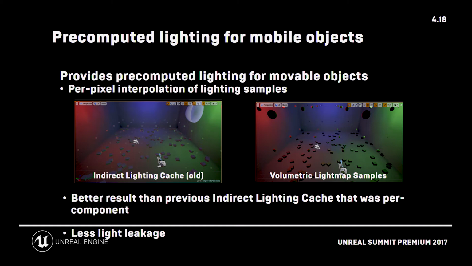So in the old code, we have a single spherical harmonic to represent the entire component, which means the lighting is not at all detailed over such a huge object. The indirect lighting cache on the left is applied per component, so you can see the lighting information is not handled properly for all the objects here.